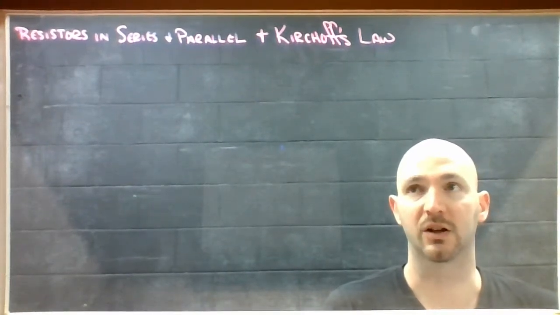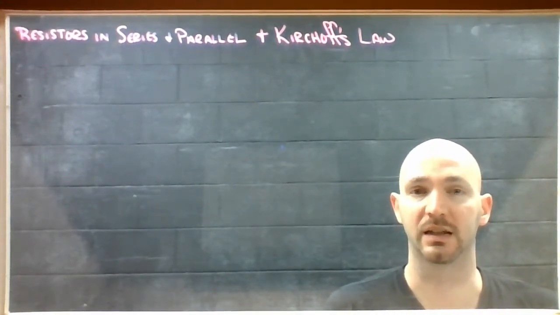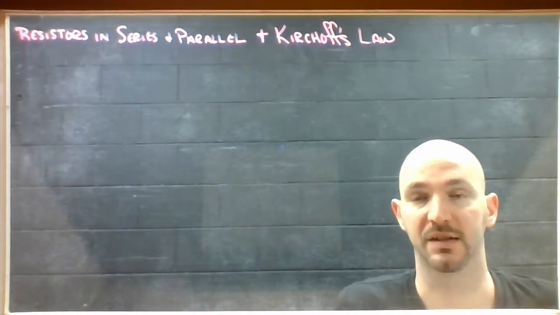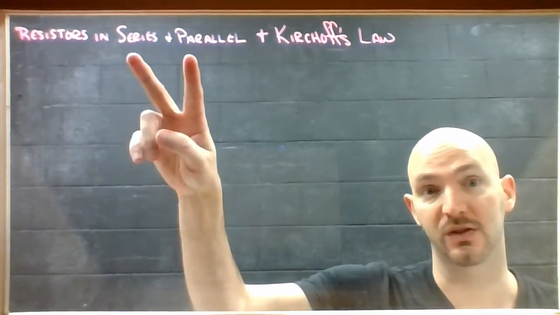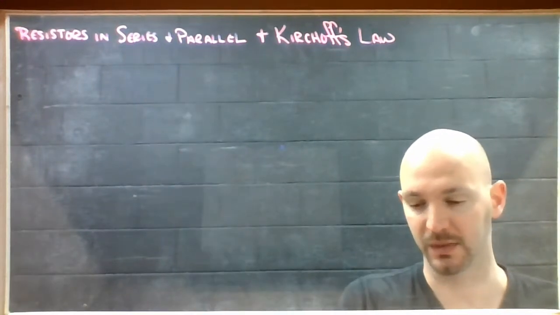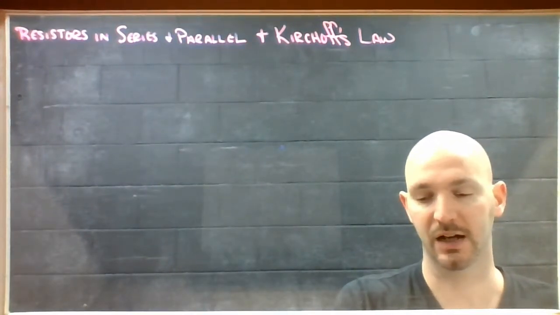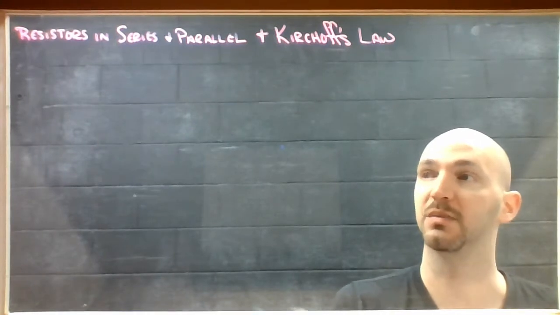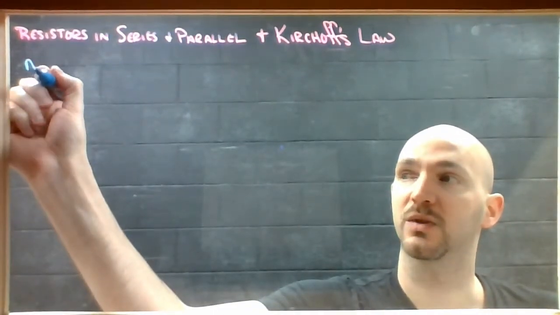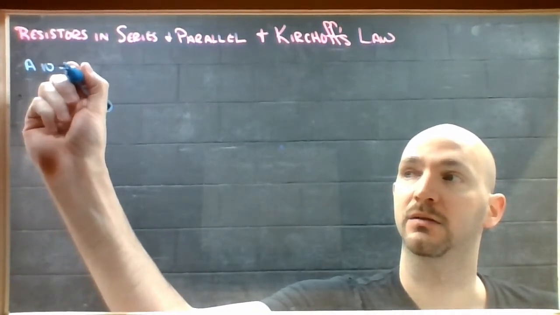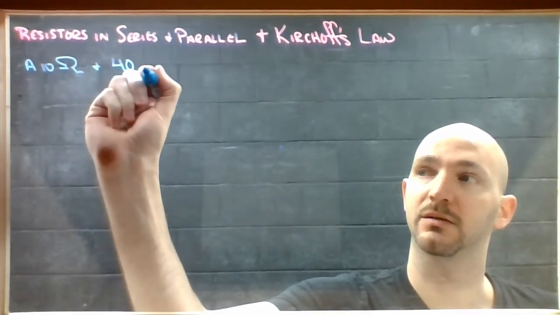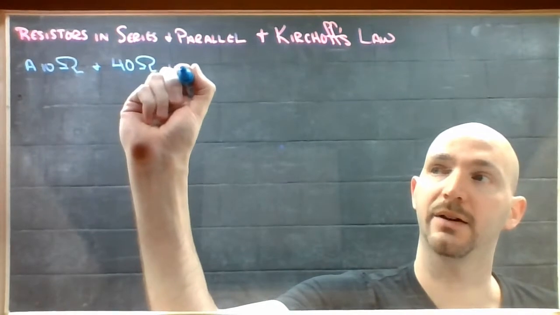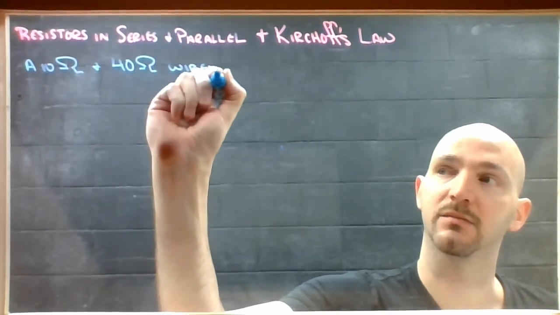So we're going to use Kirchhoff's law to justify the addition for resistors when they're wired in series and when they're wired in parallel. So first, these two words, we have to clarify what those mean. I'm going to draw two diagrams for you. One is going to be a 10 ohm resistor and a 40 ohm resistor wired in series.